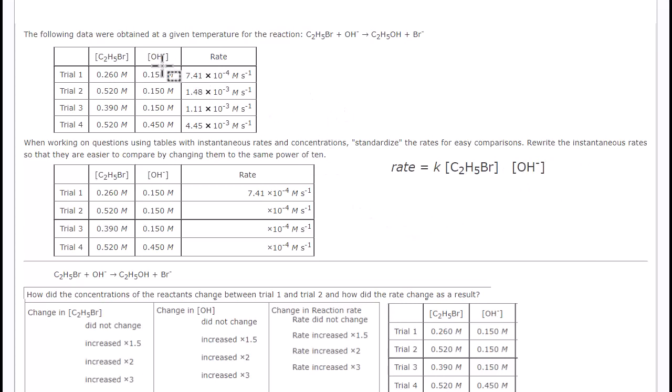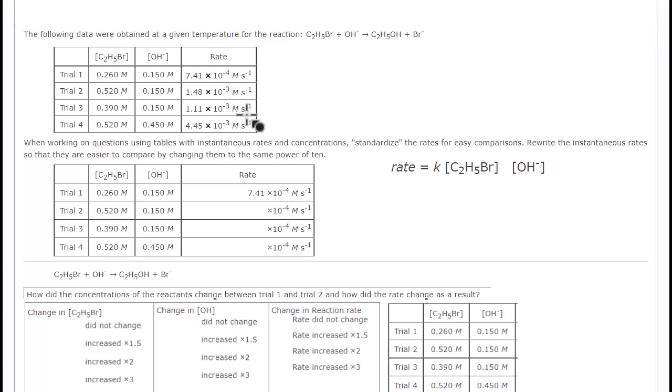Well, the first thing you should do is look at how these concentrations work with the rate. And we want to compare the rates and compare the concentrations. Now notice we have different exponents here, 10 to the -4, 10 to the -3, which is going to make comparisons a bit difficult. We should change all these rate values so that we can compare them. Make them all 10 to the -4.